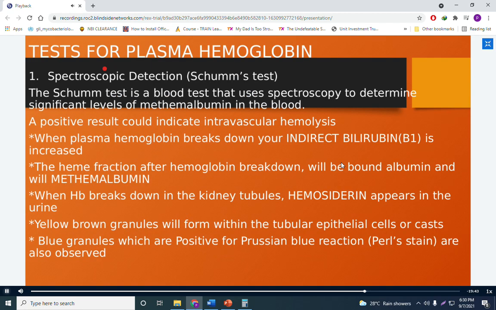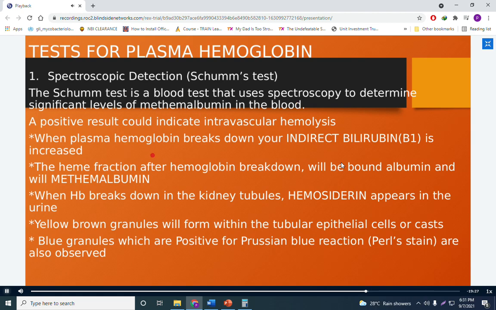Next, we have your test for plasma hemoglobin. We have your spectroscopic detection or your Schumm's test. So this is a blood test class wherein you use a spectroscope to determine the levels of your methemalbumin.